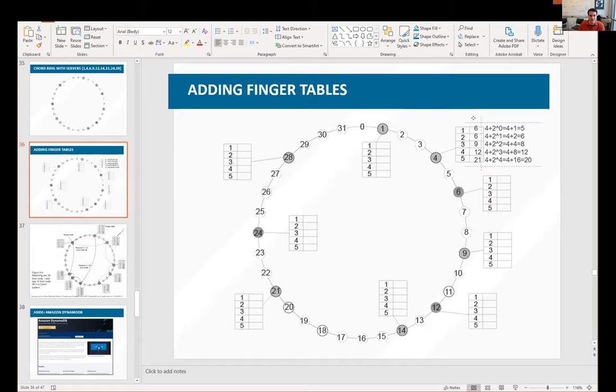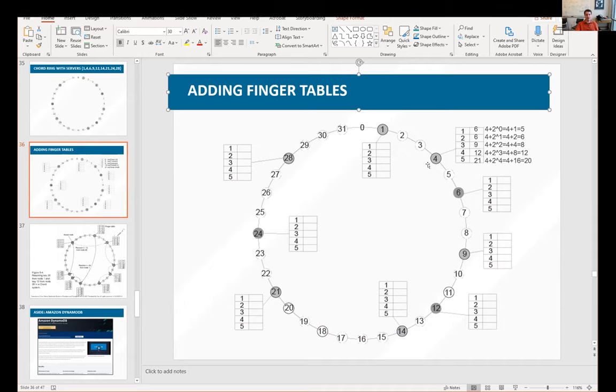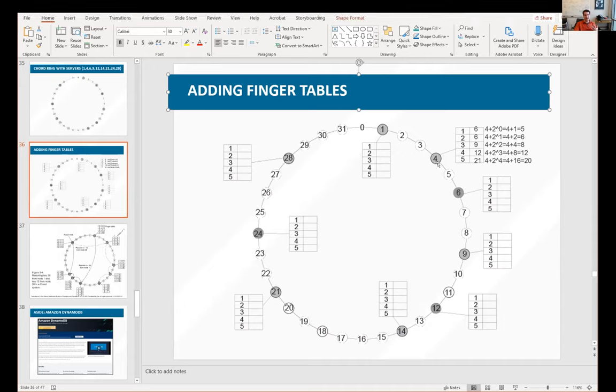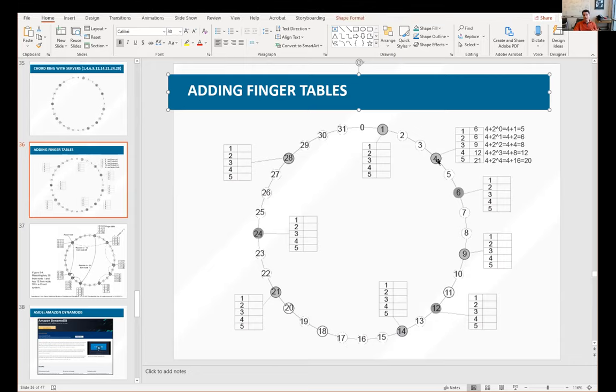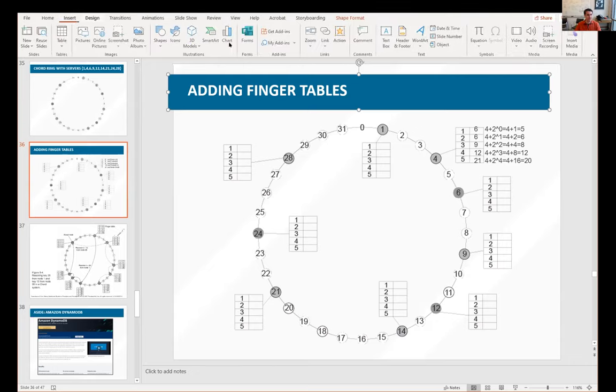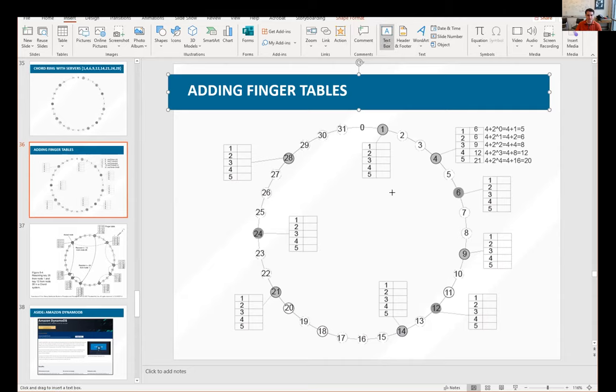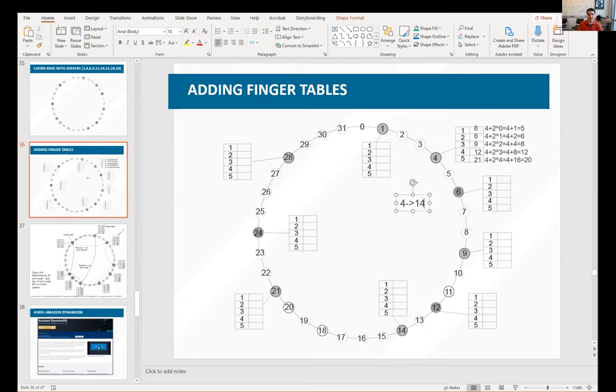Okay. So if I was at node 4 and I wanted to look up, say, key 17. So I'm at node 4 and I want to look up 17. What would we do? Does anyone have a sense for how we would address this problem? I'll just write this so you can see it. 4 is going to look up 17.